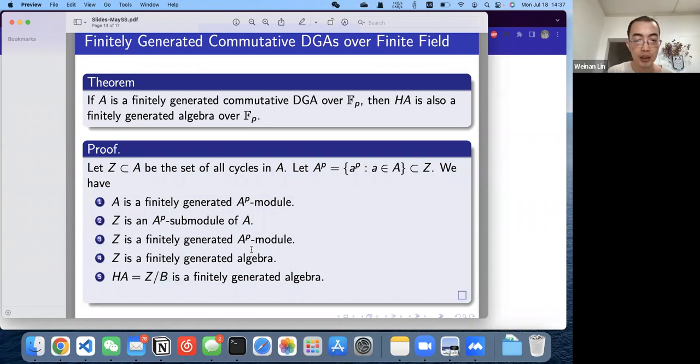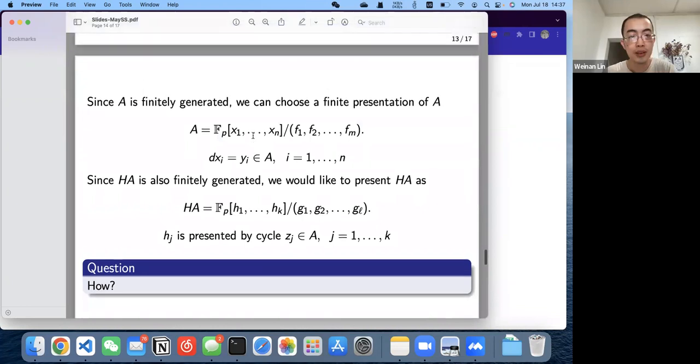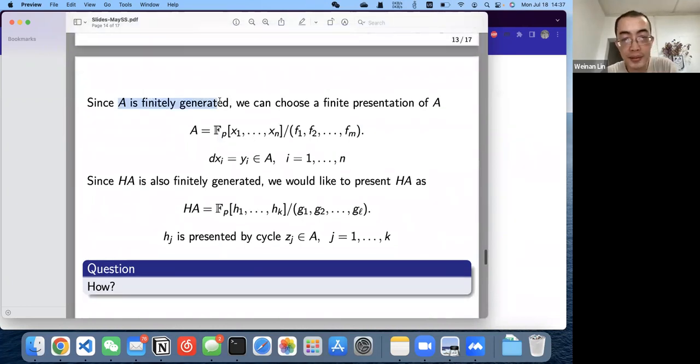Okay, so now we want to do this concretely. A is finitely generated, therefore if we want to input this into a computer, then it has a finite representation. It's described by generators and relations. And since it's a DGA, we also have to specify the differentials. Because it's a DGA, we only have to specify the differentials for the generators, and then we know the whole differential structure on A by the Leibniz rule. Okay, so this is the input for the algorithm.